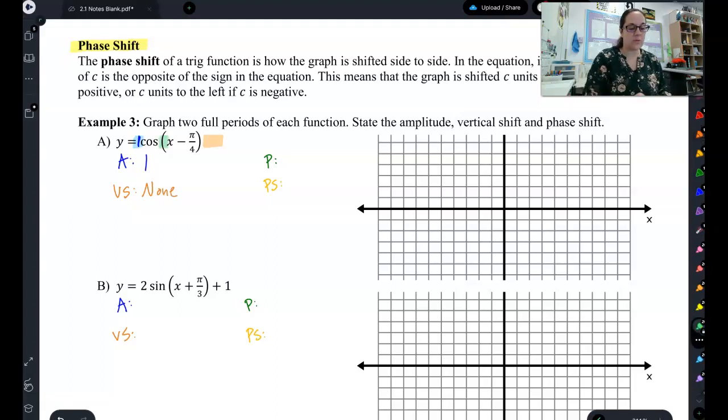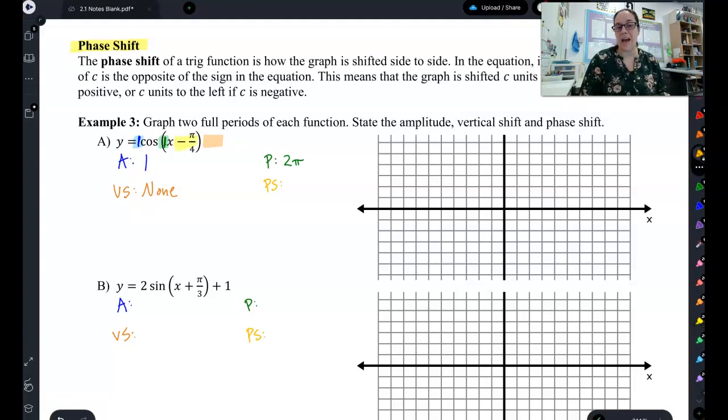Period is what's being multiplied to the x inside. I have a secret 1 being multiplied to my x, so that means my period is the basic period. Nothing's changed. And now I have my phase shift.